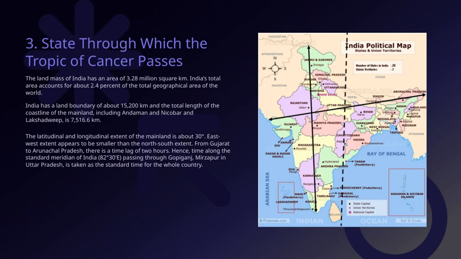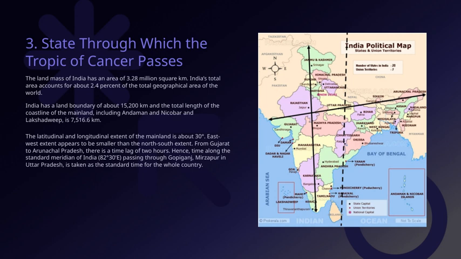In fact, our country's total area accounts for roughly 2.4% of the entire world's land. When we look at our boundaries, India has a land border of approximately 15,200 kilometers, which is quite extensive. Add to that the total length of our mainland coastline, including the Andaman and Nicobar Islands and Lakshadweep, which is around 7,516.6 kilometers. Now, if we examine the extent of our mainland from east to west and north to south, you'll notice that the latitudinal and longitudinal spans are about 30 degrees. Interestingly, the east-west extent is actually smaller than the north-south extent.